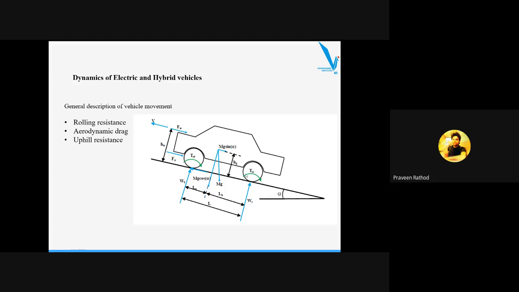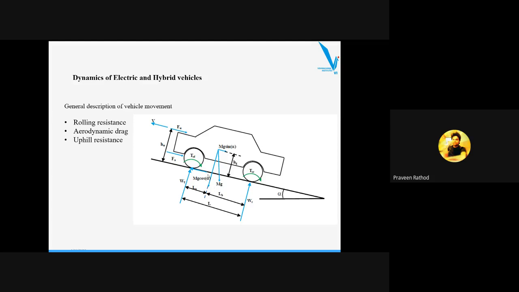Over here you can see these are the forces which are acting on the vehicle. From the front tire center point to the CG, we can consider it as LA or L1. Depends on you how you are going to give the nomenclature. And from the center of gravity to the rear tire, we can consider it as L2 or LB. So the total length from over here to over here we can consider as L.